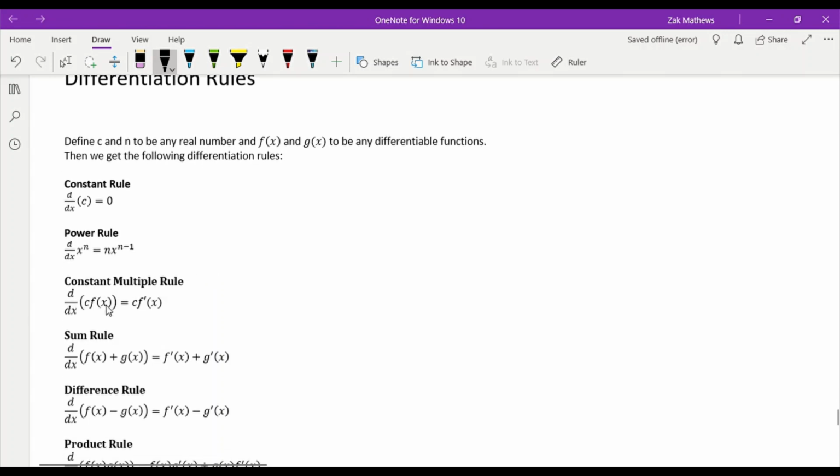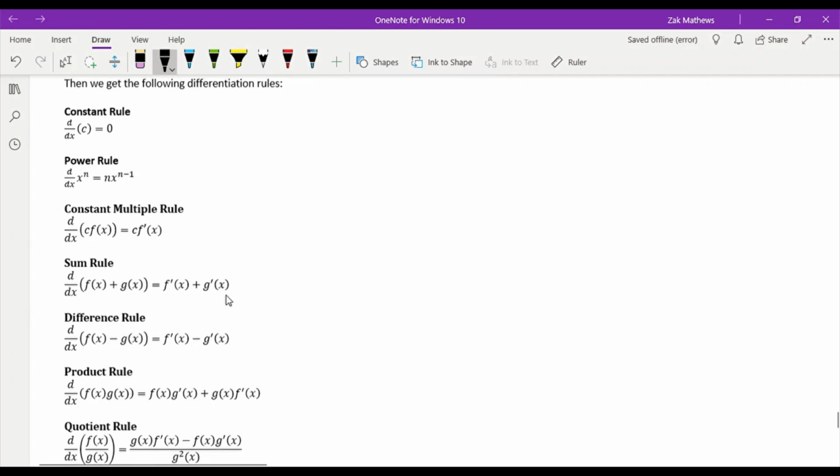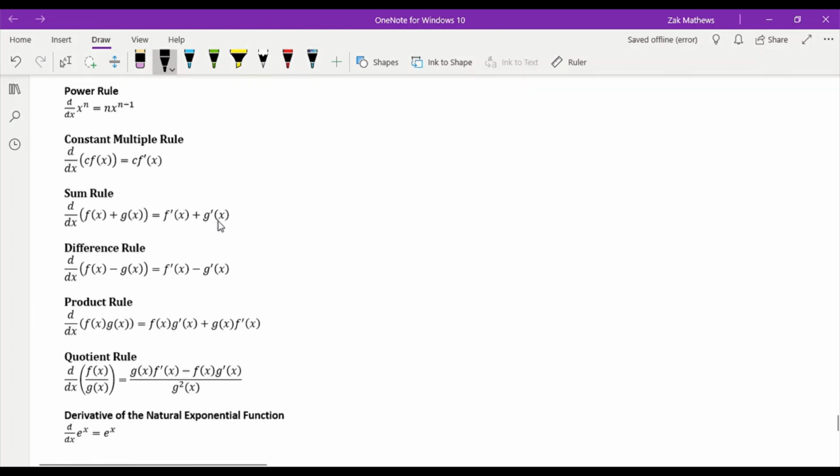The constant multiple rule. If we have a constant multiplied by a function, we can take the derivative of that function and simply multiply it by the constant. The sum rule. If we're adding two functions together, and remember these functions have to be differentiable, and we take their derivative, we can take the derivative of each separately and just add those two things, or we can take f prime plus g prime. The difference rule. If we have the derivative of two functions being subtracted from one another, we can simply find the derivative of each function separately and then subtract.